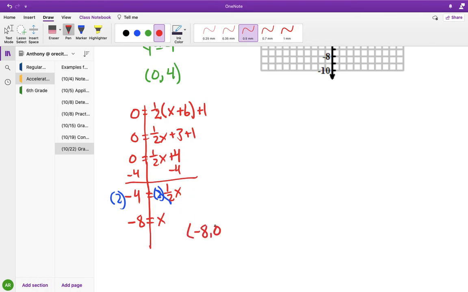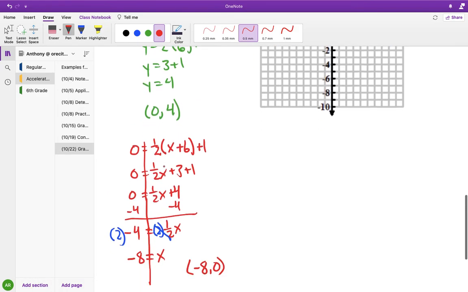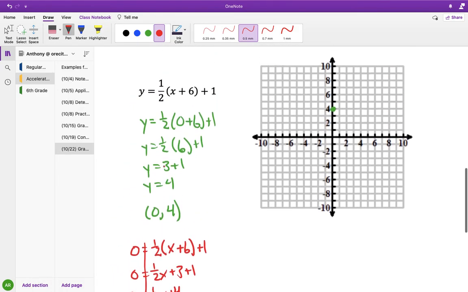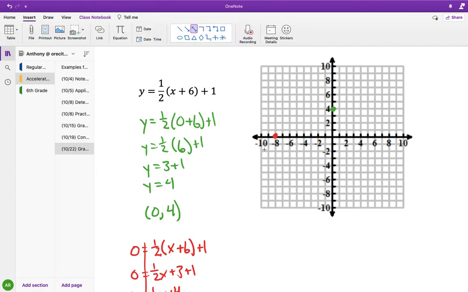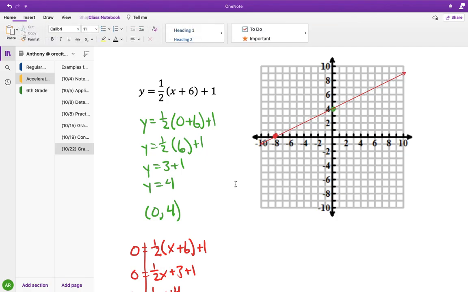-8, 0. Now, if you're wondering, where do you get the 0, Mr. Robinson? Once again, I decided that I was going to plug 0 in for y, giving me the coordinate -8, 0. So I'm going to put that on the graph. All right, and I'm going to go ahead and insert my line. Okay, now you might have noticed that we actually are graphing the same line for both of these graphs, and that's perfectly fine.